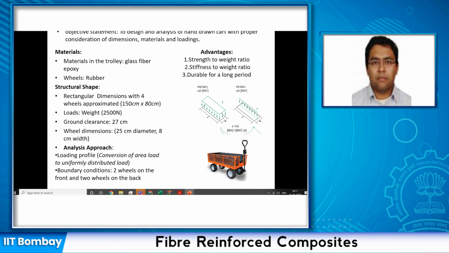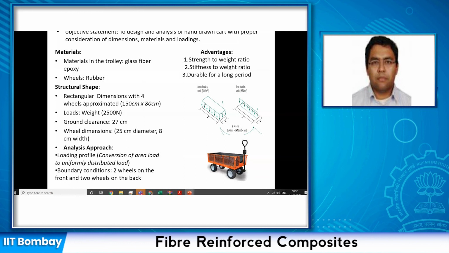And the structure and the wheel I have used as a rubber. And the structural shape I have used as 4 wheels, and the base plate of the dimension is 150 cm into 80 cm, and the main load which it is going to carry is 2500 Newton. I have used wheel dimension as 25 cm diameter and 8 cm thick as it is shown. And the loading is an area distributed load, and I have to convert it into uniformly distributed load.